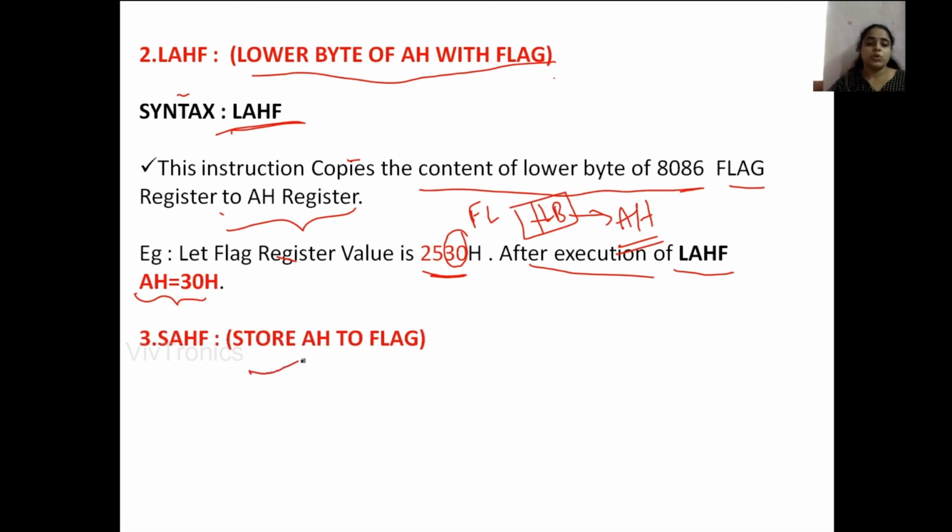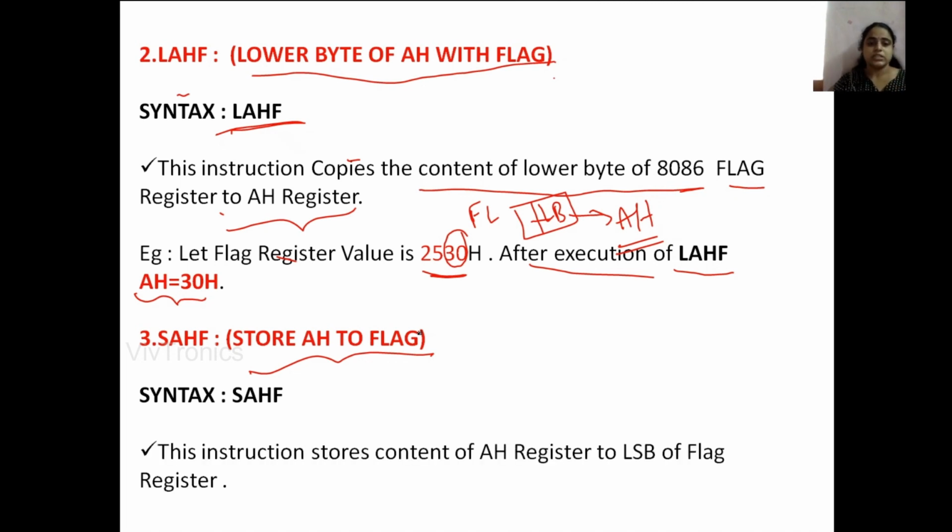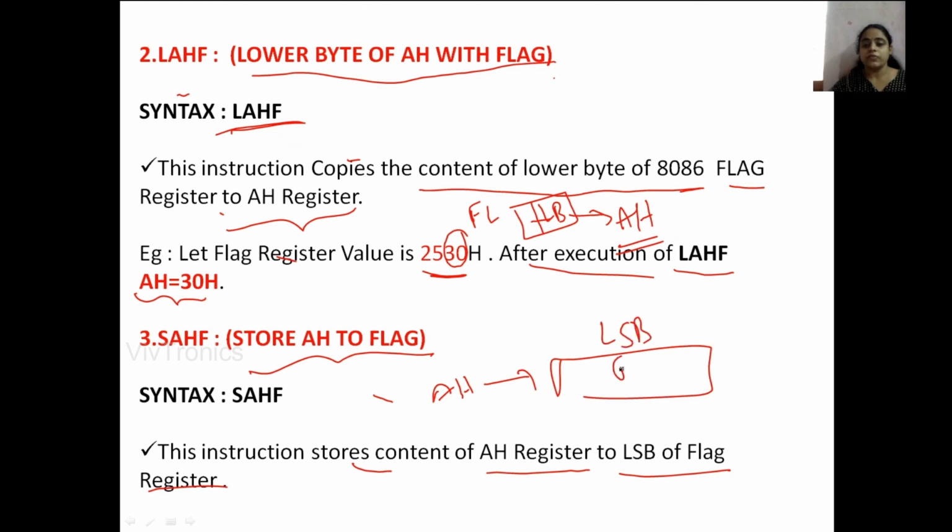SAHF means store AH to flag register. LAHF means load AH from flags, and SAHF means AH to flags. The syntax is also under implicit mode; the instruction SAHF itself is the syntax. This instruction stores the content of the AH register to the LSB of the flag register, that is, the last 8 bits of the flag register.